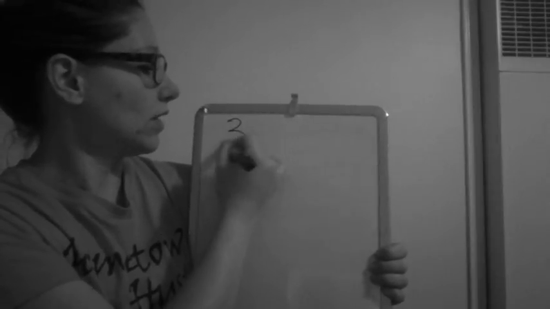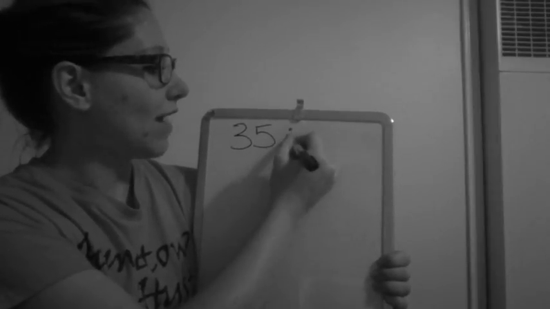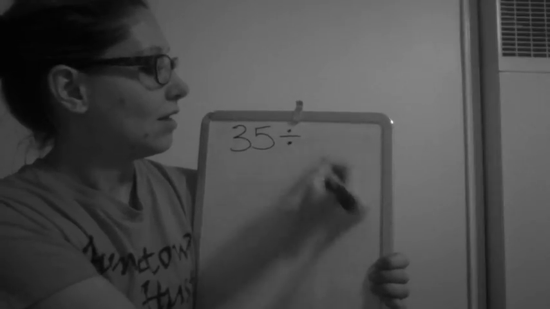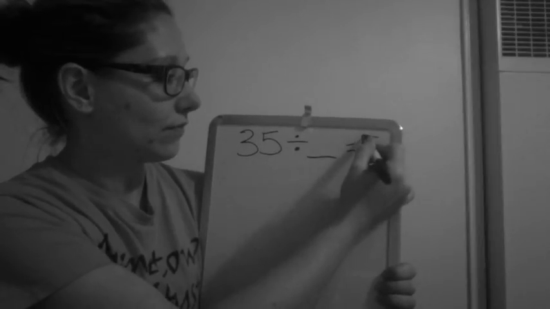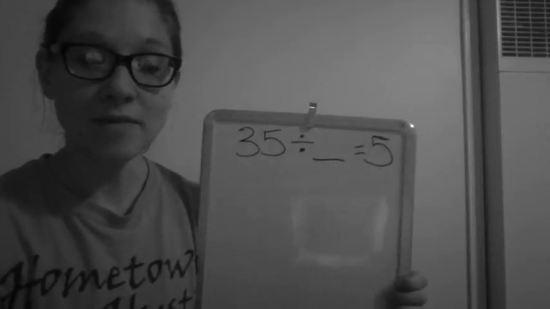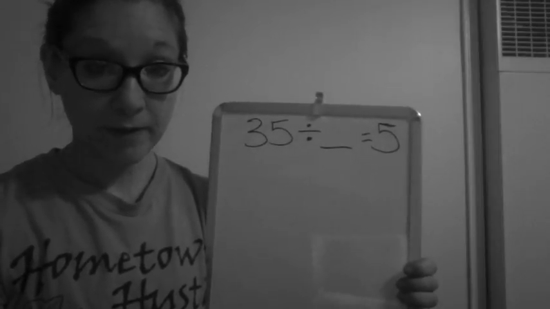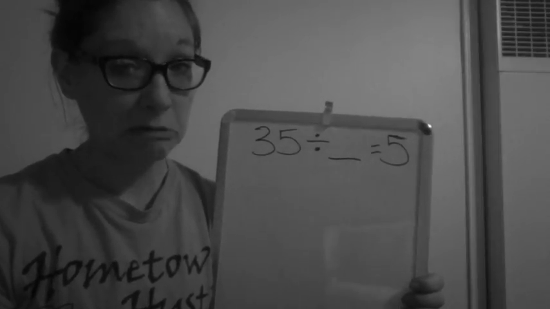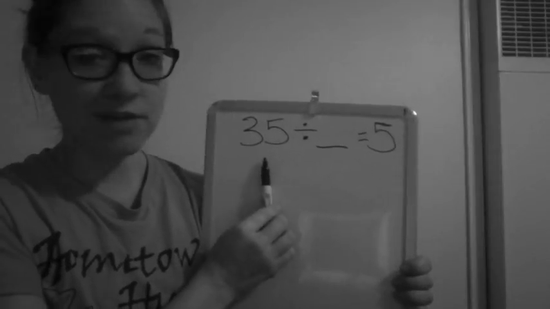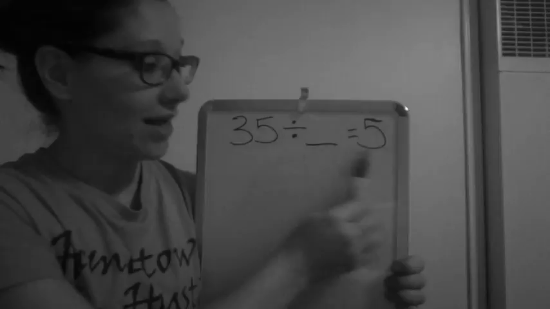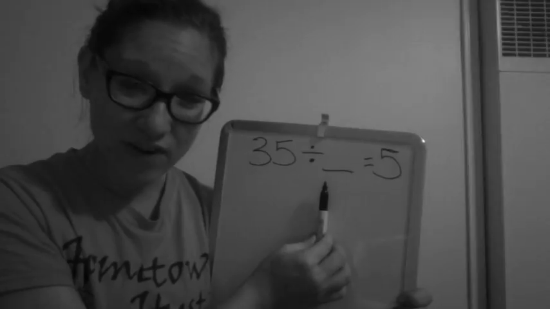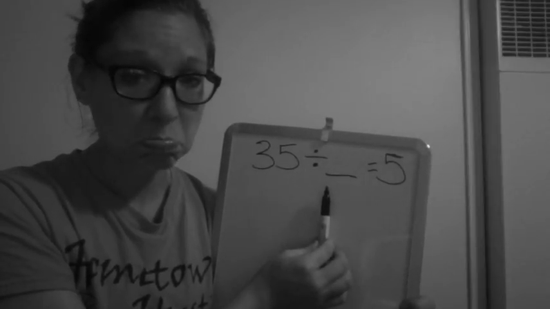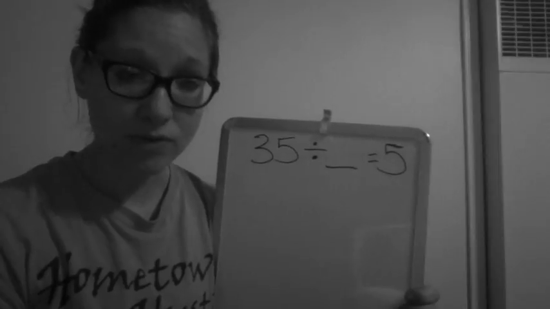What I want us to do now is I want us to do 35 divided by something equals 5. To where we have a missing number here. Okay? We've got a missing number. I have got 35 cookies, and I know that each friend is going to get 5 cookies, but I don't know how many friends I have. How are we going to figure this out?